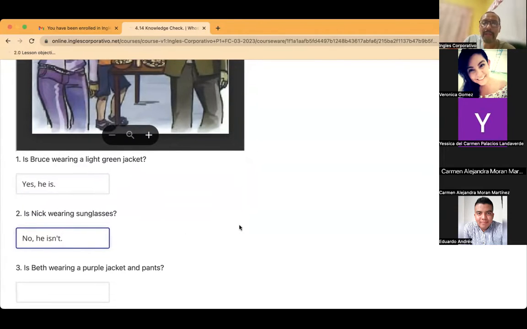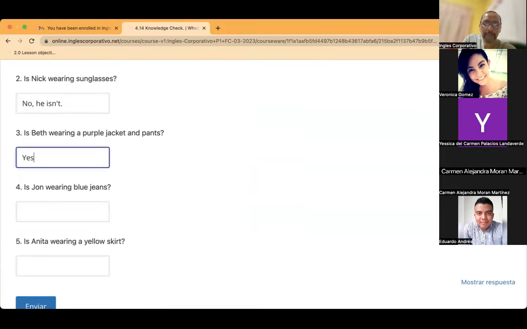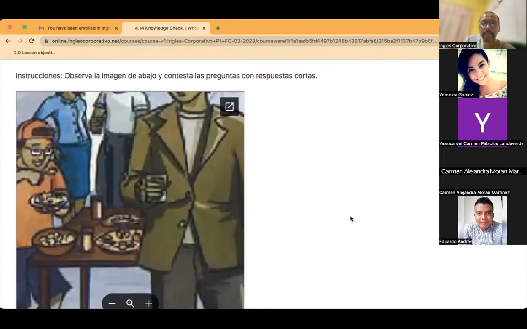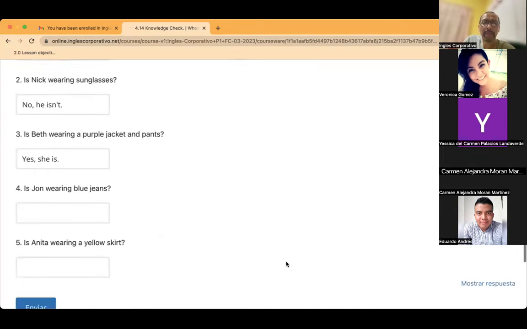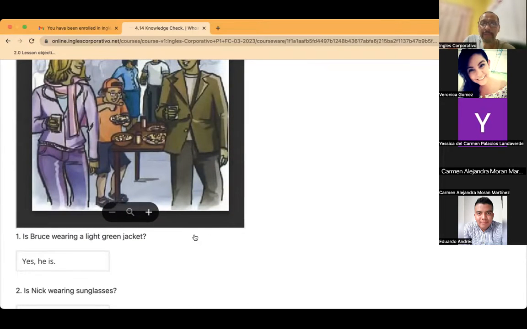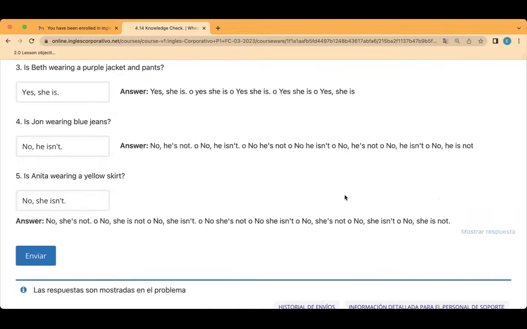Is Beth wearing a purple jacket and pants? Yes, she is. Good. Okay. Is John wearing blue jeans? No, he isn't. Okay. And the last one. Is Anita wearing a yellow skirt? No, she's not. Muy bien. No, she isn't. Very good. Okay. Let's take a look.